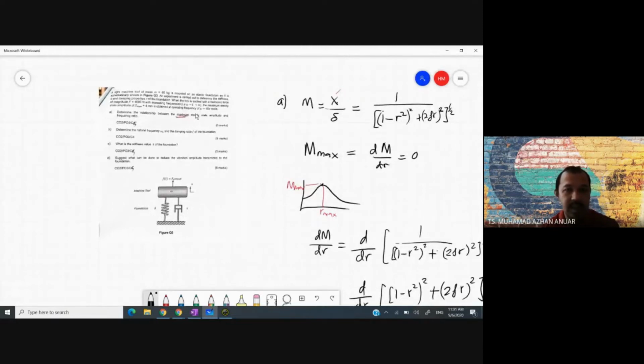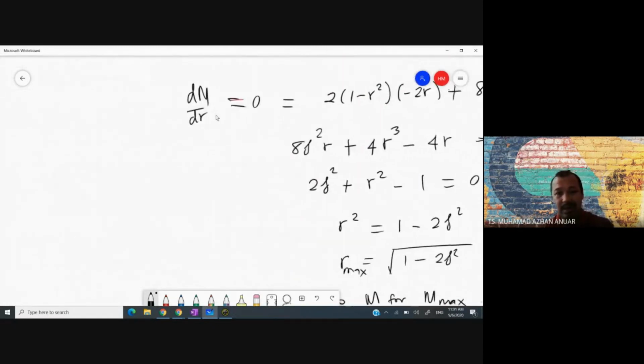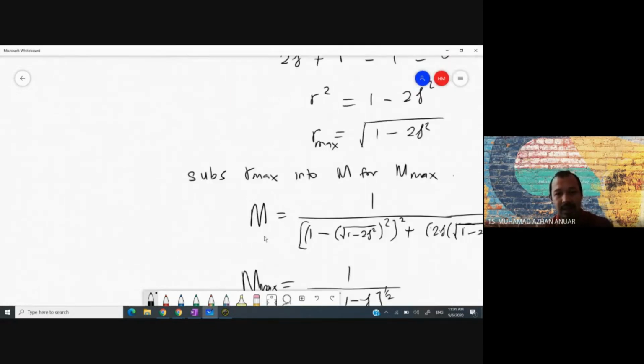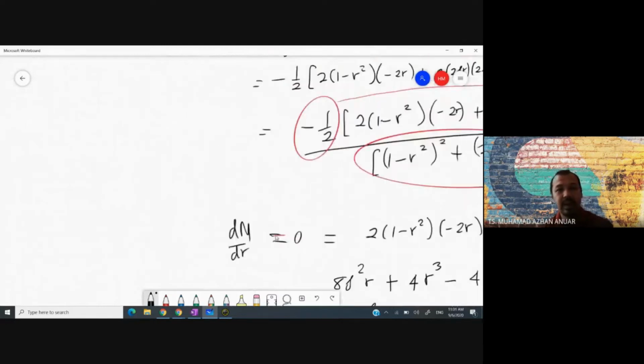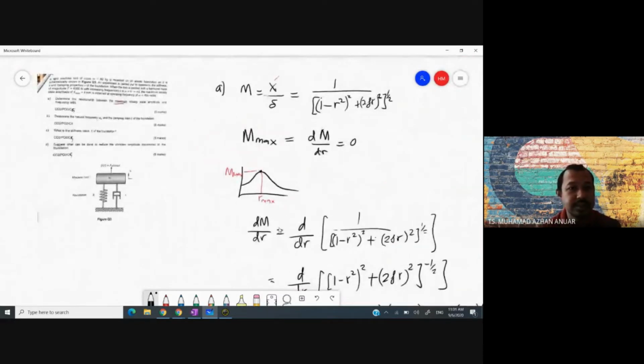The relation between the steady state amplitude, which is x over delta, which we represent as the magnification factor, with the frequency ratio: at r max, you get m max. So that is the answer for question 1.